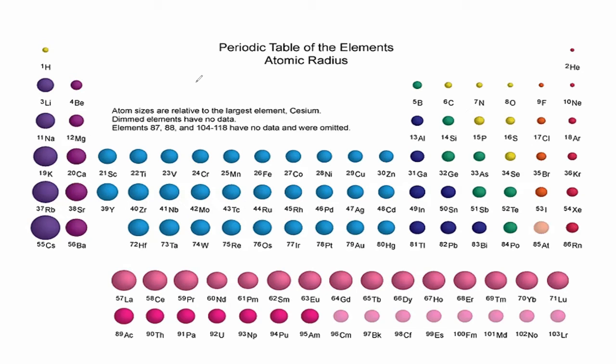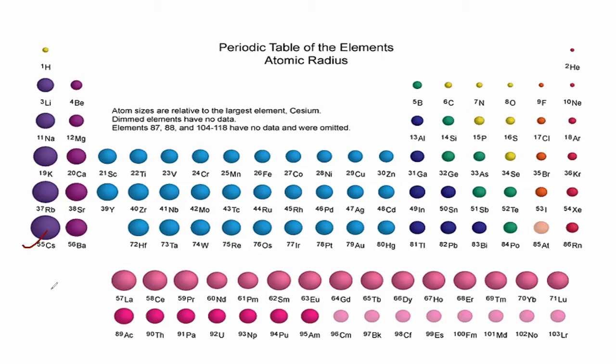Now, as you can see in any of the periods, the alkali metal on the left has the greatest height, and as you move from left to right, what is happening? The atomic size decreases. As a result, the atomic radius will also decrease. It is written that atomic sizes are related to the largest element, cesium. Yes, this is cesium, and it is the largest in the periodic table. Elements 87, 88 and 104 to 118 have no data and were omitted.